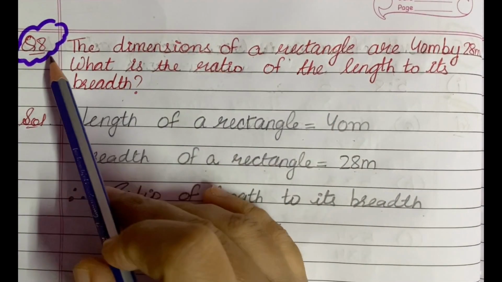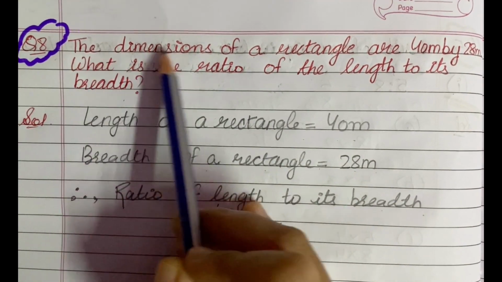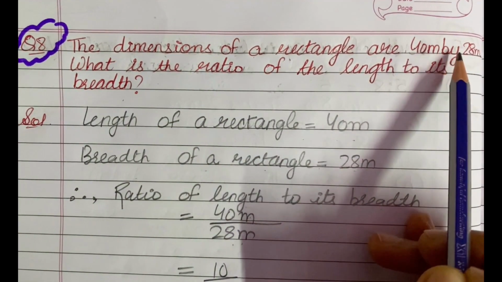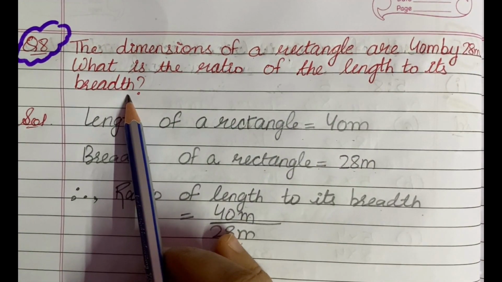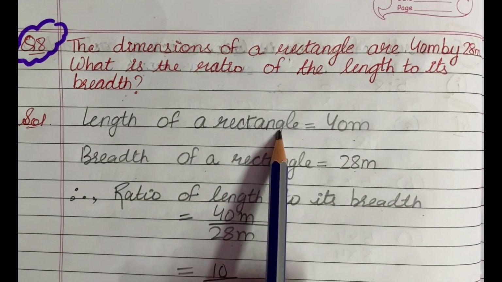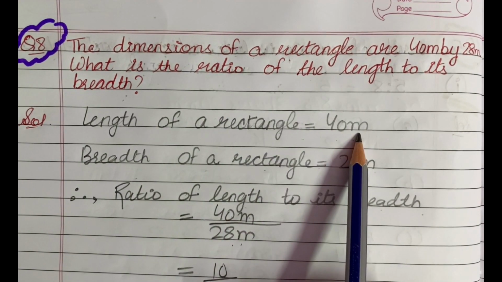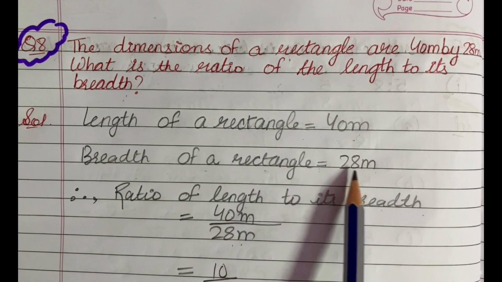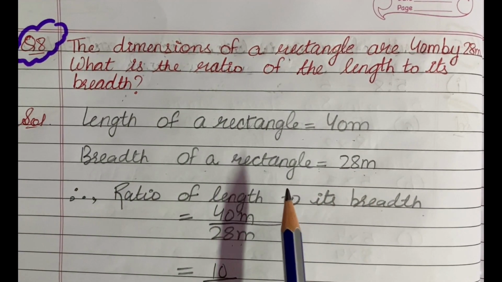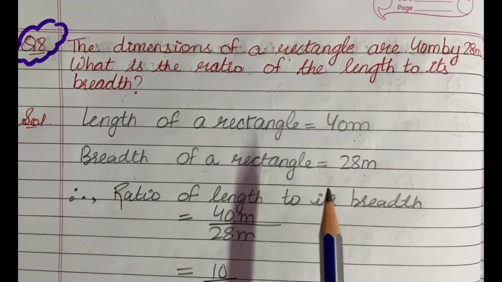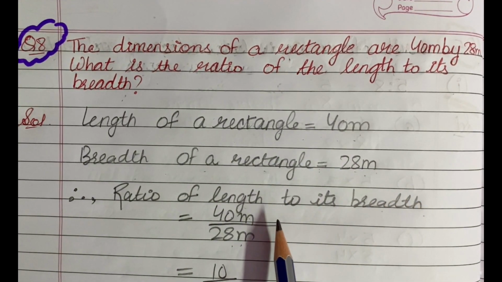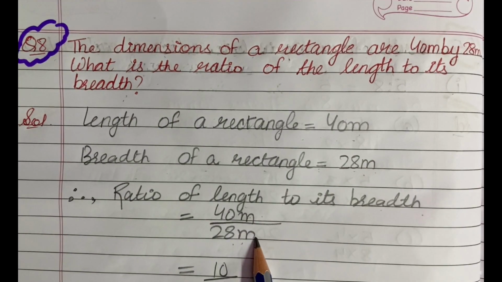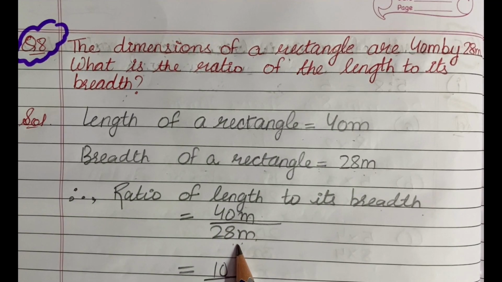Next question is question number 8, and question says that the dimensions of a rectangle are 40 meter by 28 meter. So what is the ratio of the length to its breadth? Now students, here in the question the length of a rectangle is given to us, and that is equals to 40 meter, and breadth of a rectangle is equals to 28 meter. Since we want to find the ratio of length to its breadth, and you know that ratio is nothing but a fraction only, so in the numerator we will write the length and in the denominator we will write the breadth. That means 40 meter upon 28 meter.